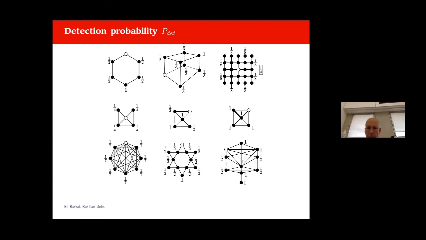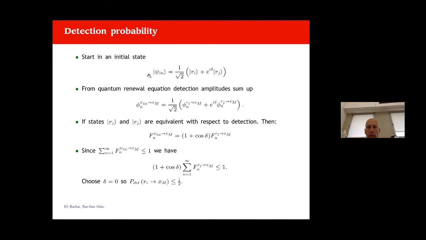So to start, let us consider an initial condition which is a linear combination of starting the particle on two sites, Ri and Rj, on my lattice. And I start with some general phase, e^{iδ}, between them. From the quantum renewal equation, because it's a linear theory, like everything in quantum mechanics, the amplitude of detecting the particle after n attempts, starting with this special initial condition, you can decompose as the two initial conditions starting on Ri or Rj, and the phase is here.